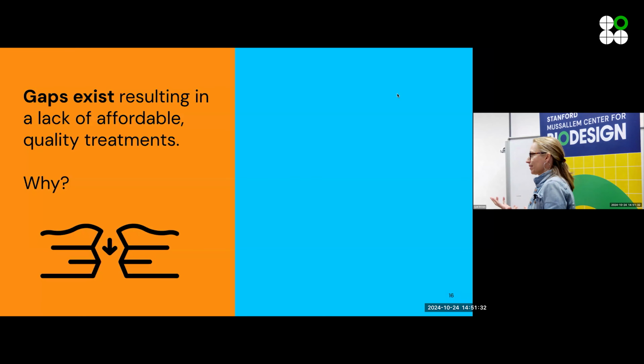So we have these gaps, and we're going to do more interactive now. The gaps that exist that prevent the development of, again, quality, affordable treatments. So what are some of those reasons for the gaps? Does anyone want to volunteer any?